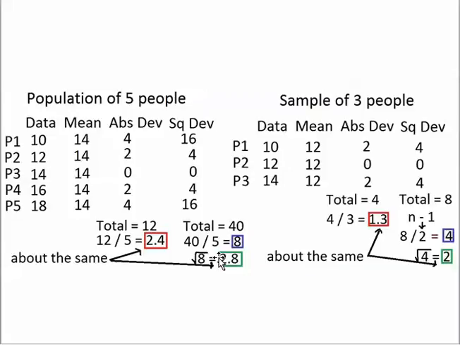So now that I've made this last point about the MAD, variance, and standard deviation, we'll talk about the difference between a sample statistic and a population parameter.